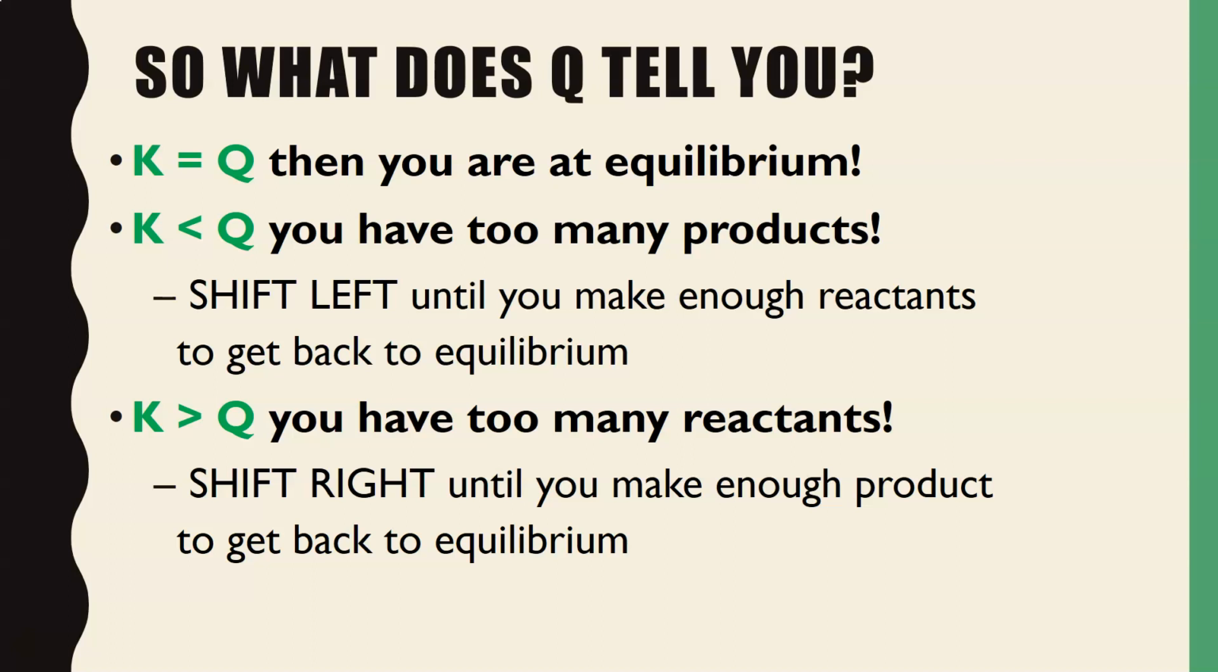So the Q value is going to help you predict which way the reaction is going to proceed. Is it going to go to the left? Is it going to go to the right? Is it going to be the backwards reaction or the forwards reaction dominating?